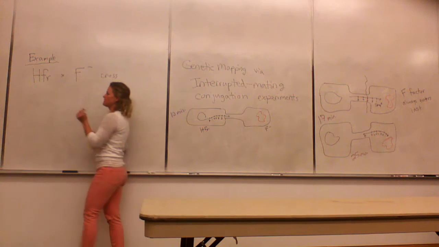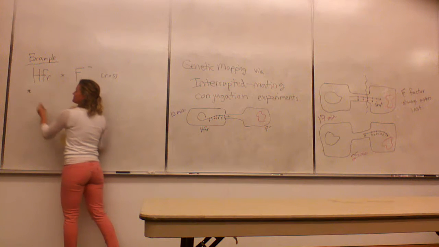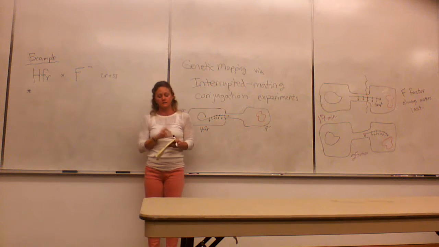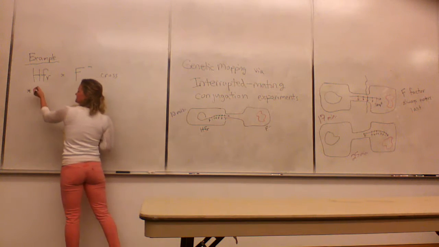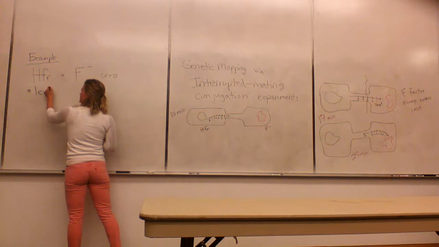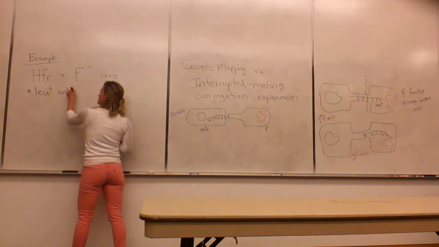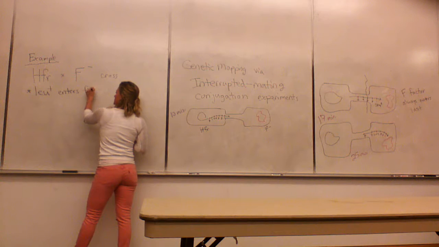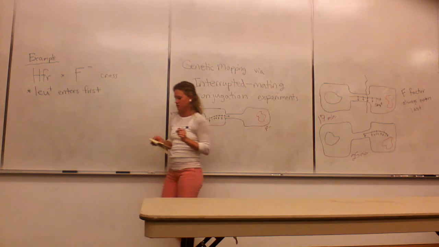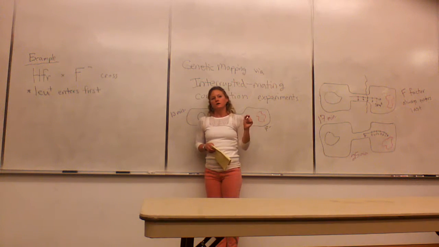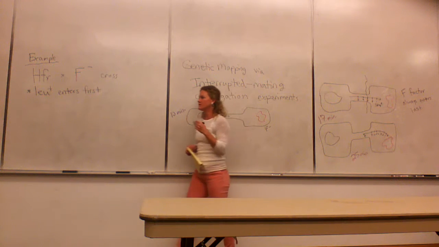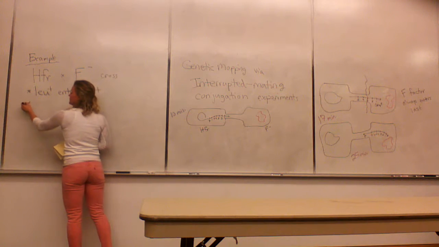Another piece of information you would be given in this type of problem is a gene that enters first, so Lu plus enters first. So you're already given that first gene. What this problem is getting at, though, is the order of the other markers is unknown.